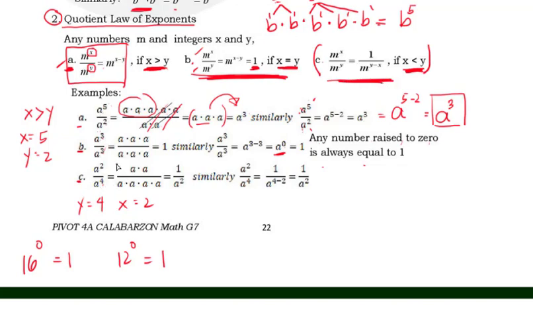Ito po uli in-expand, pinakita po kung paano ang long method. In-expand yung a raised to 2, naging a times a. Yan naman pong a raised to 4, in-expand, naging a times a times a times a. Kinancel po yung dalawang a sa numerator at denominator. Kaya ang natira po sa taas ay 1. And then, ang natira po sa denominator ay dalawang a, which is a square. So, kaya po ang naging sagot ay 1 over a square.